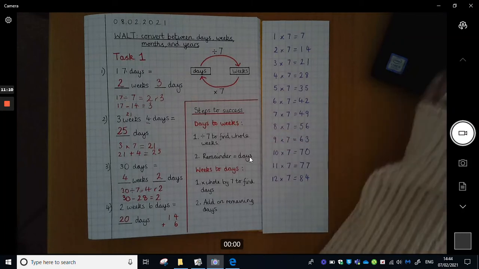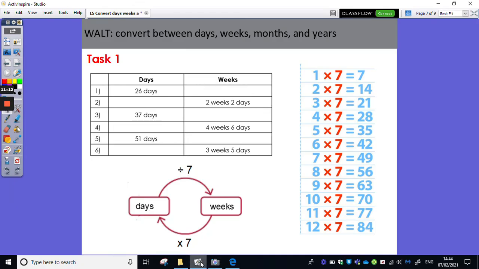Okay. So you can use these steps to success and come back and pause the video on this bit if you need to. But you're going to go away now and complete task 1. So you've got 6 questions there. So think carefully about what you need to do, which one you're converting. You've got your 7 times tables to help you as well. So when you've done that section, make sure you mark it from the answer sheet and then come back when you're ready to move on. Off you go.